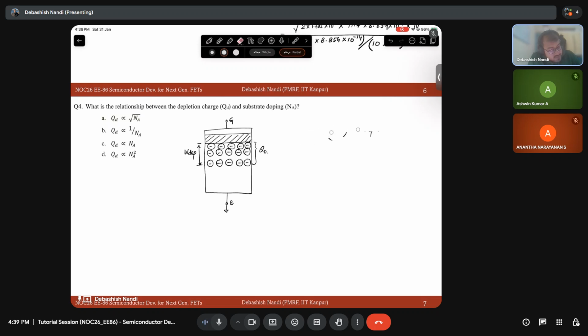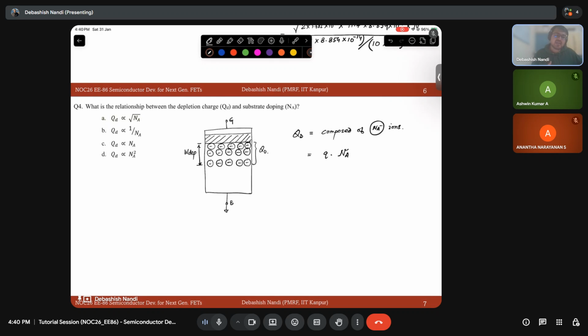Let me write it in a different way. So QD is composed of what? NA minus ions, right? Composed of NA minus ions. Is that clear? Yes, sir. So what is the concentration? Charge times concentration, where concentration is NA. This is the doping concentration.